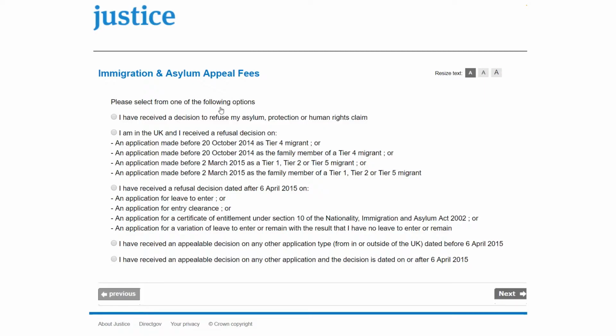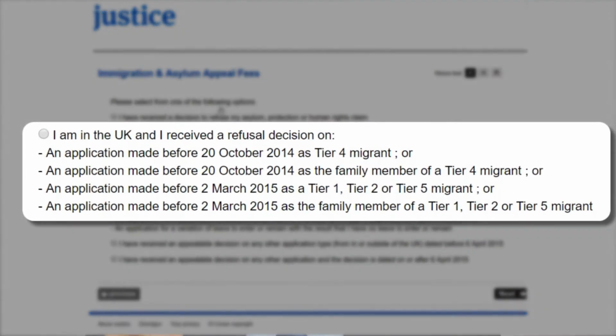The second option is this. I am in the UK and I received a refusal decision on an application made before the 20th of October 2014 as a Tier 4 migrant, or an application made before the 20th of October 2014 as the family member of a Tier 4 migrant, or an application made before the 2nd of March 2015 as a Tier 1, Tier 2 or Tier 5 migrant, or an application made before the 2nd of March 2015 as the family member of a Tier 1, 2 or 5 migrant.